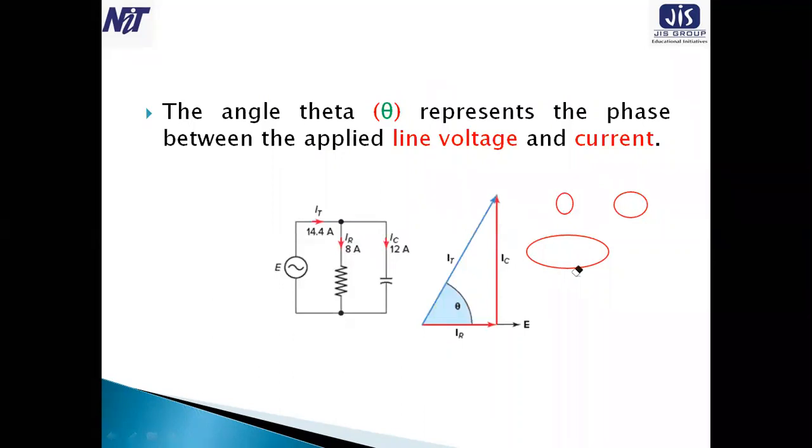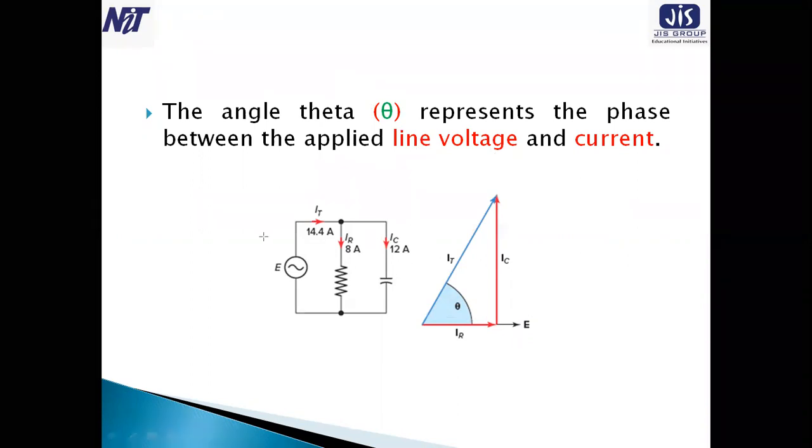Now using this method we can also find the angle, that is theta. The angle theta represents the phase between the applied line voltage and current. Here the line voltage is given as E. We know that the line voltage is this one and the line current this one. So we consider the angle between the line voltage and line current.